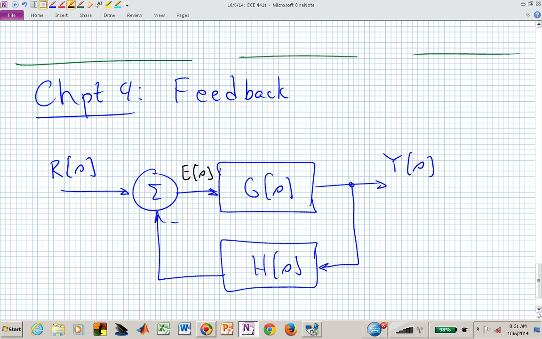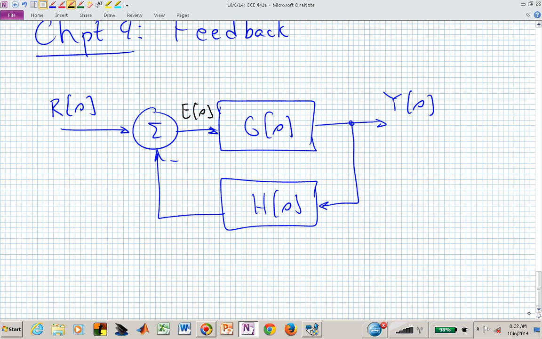What we've been doing so far is simply modeling systems. Now what we want to do is start designing systems. We want to start putting our own blocks into this block diagram configuration to improve or make our system behave more the way that we want it to behave.